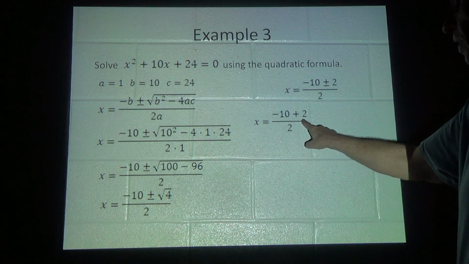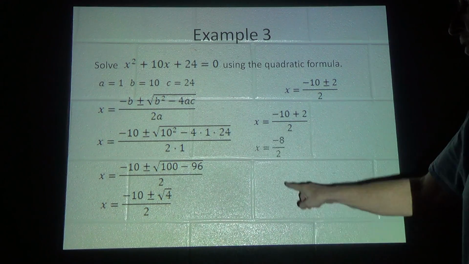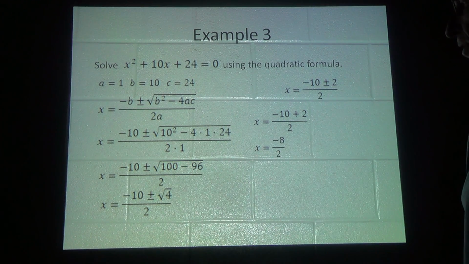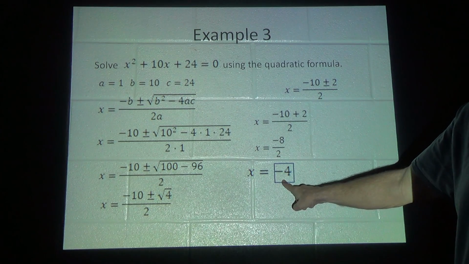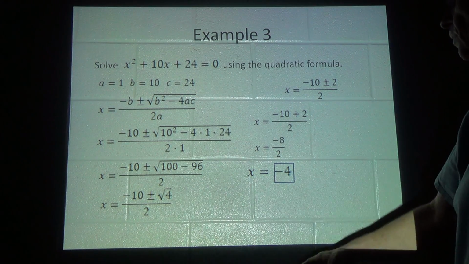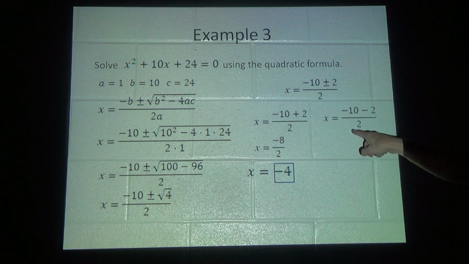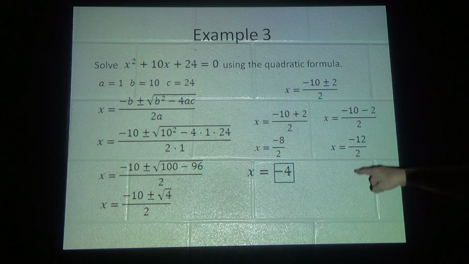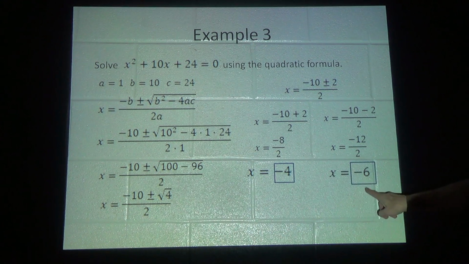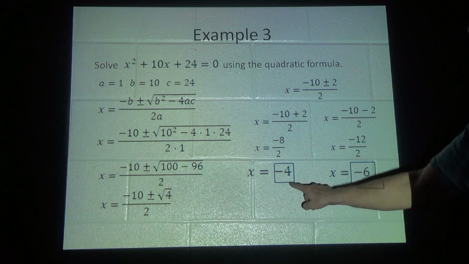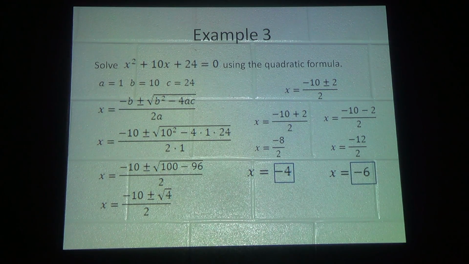So we have negative 10 plus 2 over 2 gives us negative 8 over 2, which reduces to x is equal to negative 4. The other one is going to be x is equal to negative 10 minus 2 over 2. Which gives us x is equal to negative 12 over 2, which tells us that x is equal to negative 6. So the two solutions here will be negative 4 and negative 6.